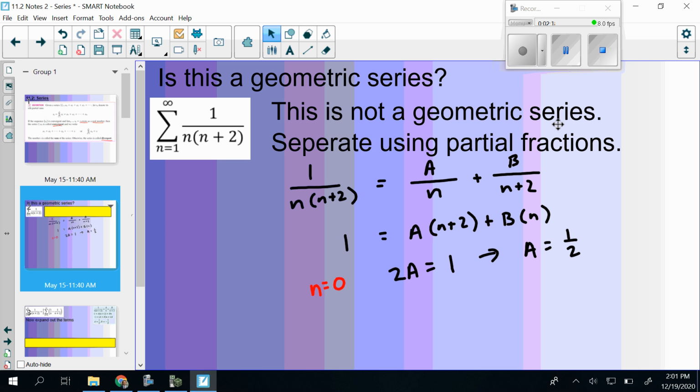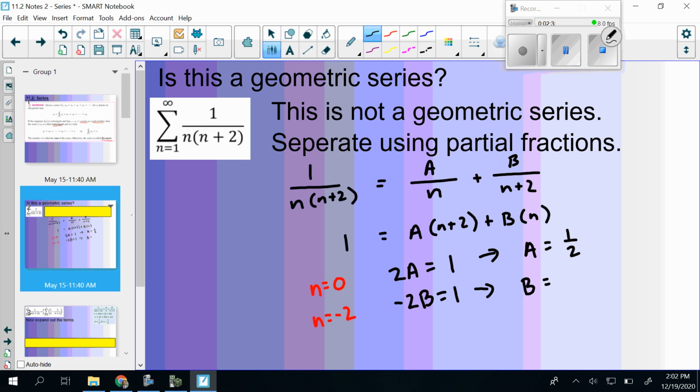Another strategic one here would be -2. If n is -2, then that term with a is going to be 0. And so what this would end up being is -2b being equal to 1. Well, then we know b is going to be -1/2. And so now we've got our a and b values that should work here.